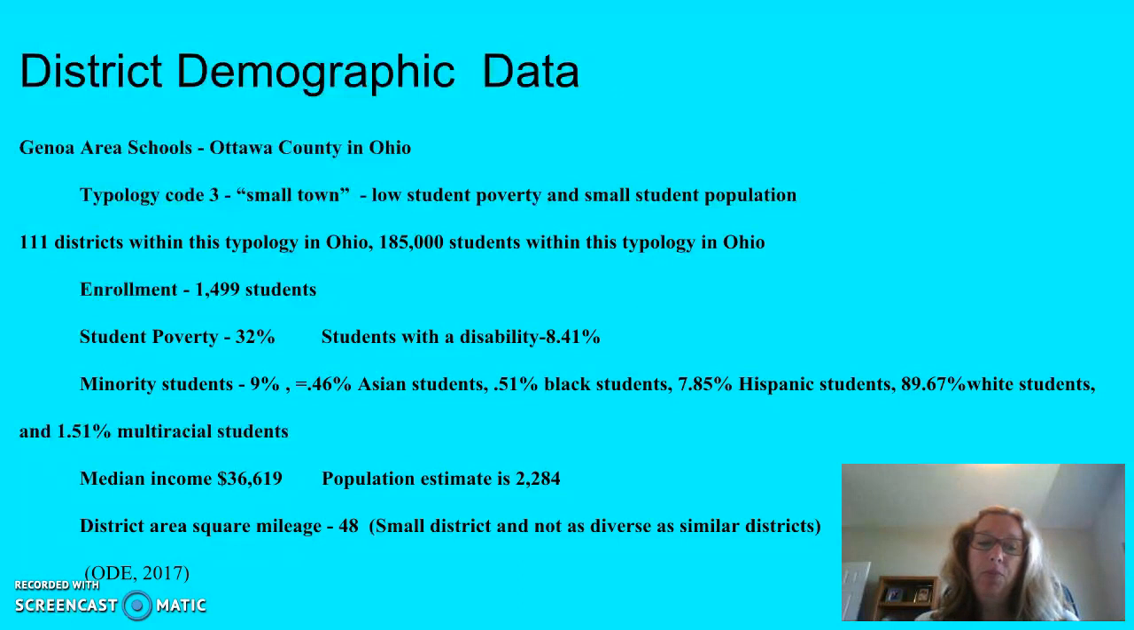The median income for our district is $36,619. Our population estimate is 2,284. The district area square mileage is 48 miles. So basically we're a small district, not as diverse as some similar districts of our size.